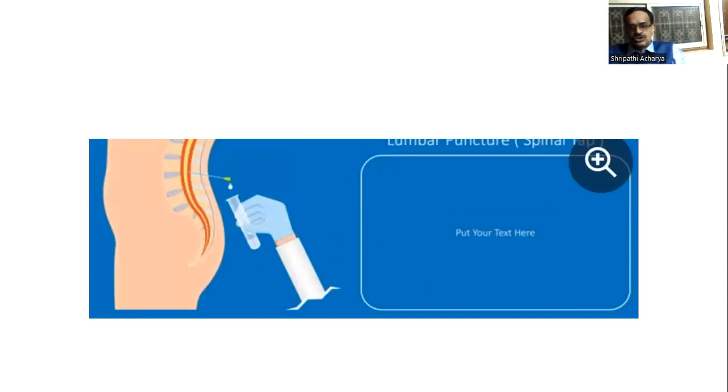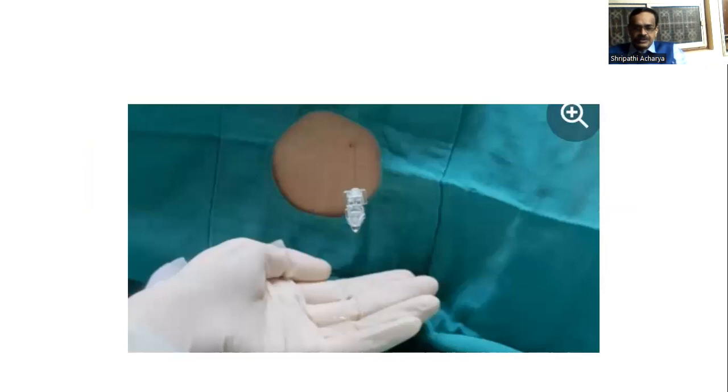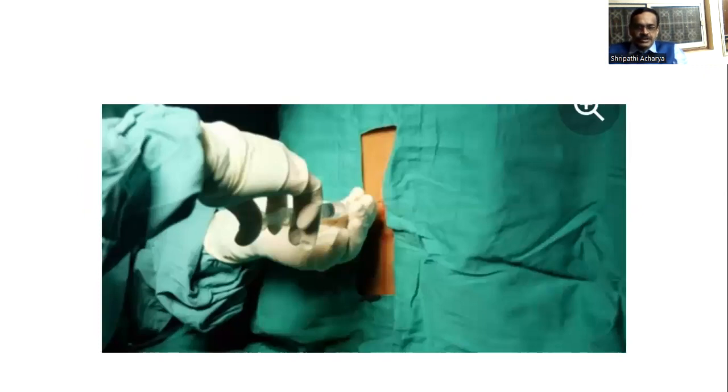Another picture which shows the lumbar puncture. The patient is made to lie on the left lateral position and the legs, thighs and head are flexed so that the intervertebral space is widened and we are puncturing at L2, L3 level. See, the area of puncture is kept open from the surgical drape and anesthesia is given in the area, and after that we are puncturing the canal.